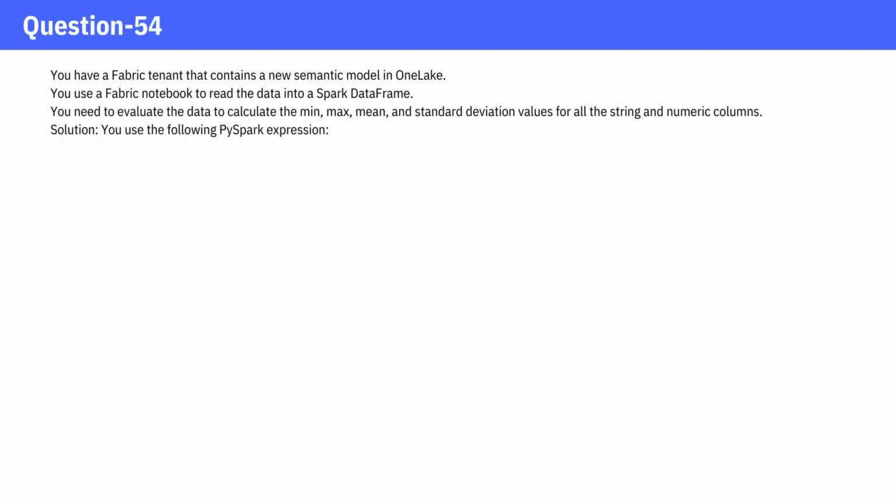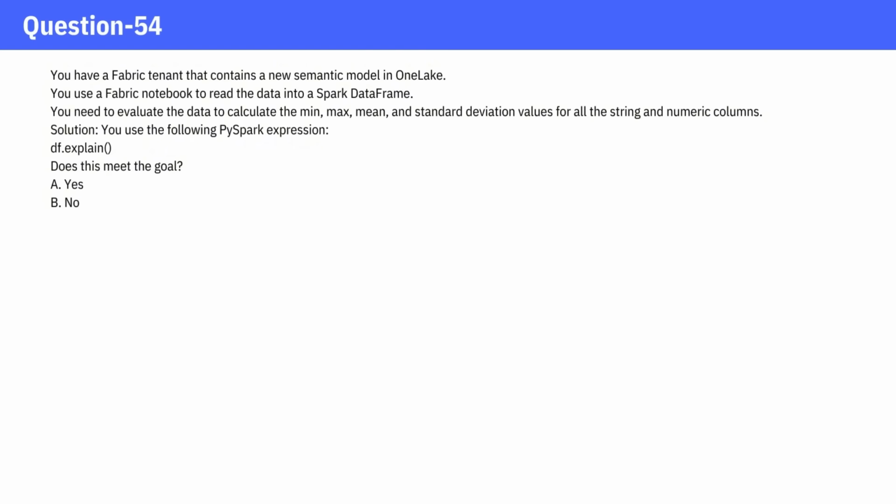Question 54. You have a Fabric tenant that contains a new semantic model in OneLake. You use a Fabric notebook to read the data into a Spark data frame. You need to evaluate the data to calculate the min, max, mean, and standard deviation values for all the string and numeric columns. Solution: you use the following PySpark expression. Does this meet the goal?